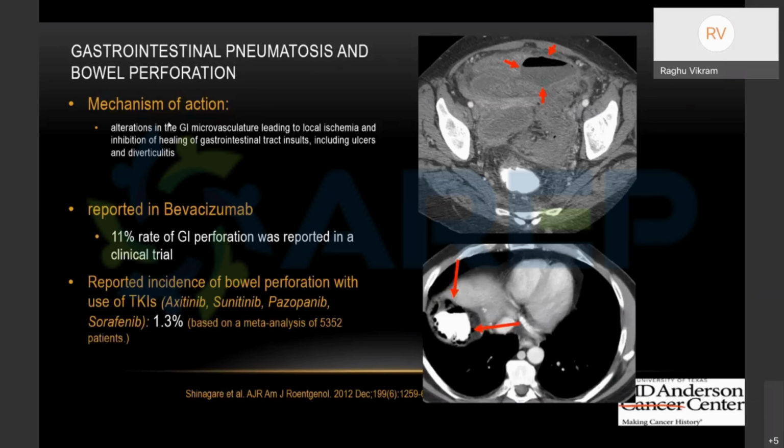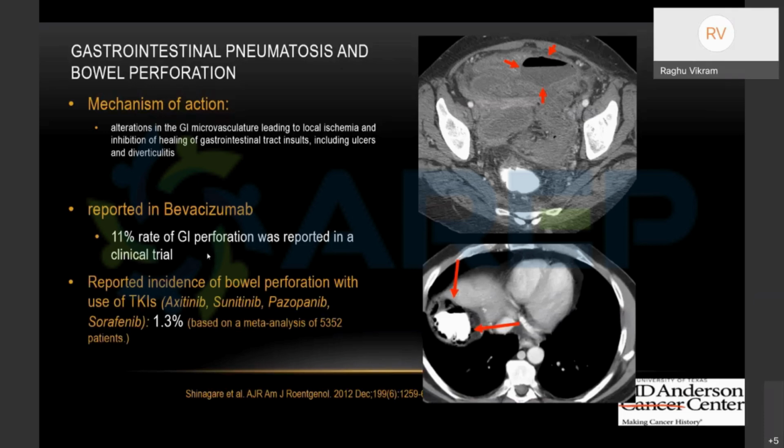So you can see that there is alteration of the GI microvasculature from VEGF therapy, and you can have this. This is a bowel perforation example. This is a patient with pneumatosis coli, right? It is very common in patients who receive bevacizumab or Avastin. In one clinical trial, almost 11% of patients had GI perforation.